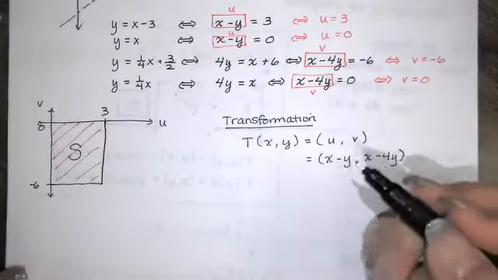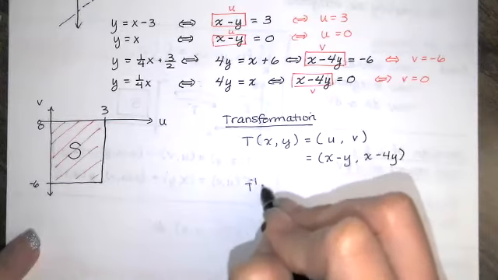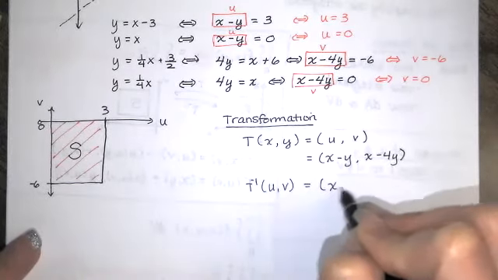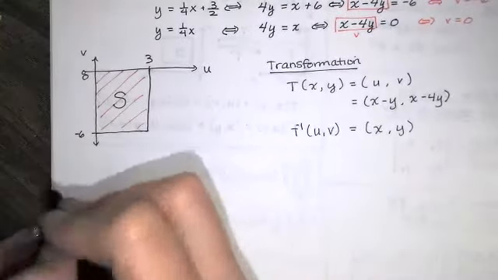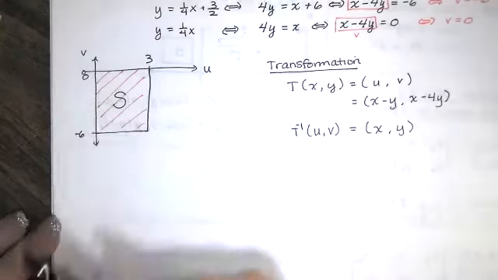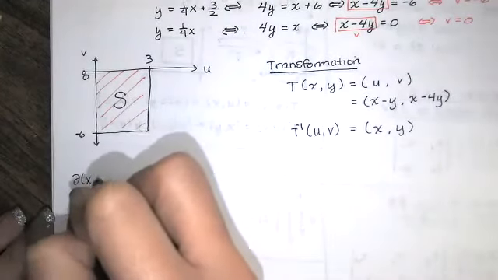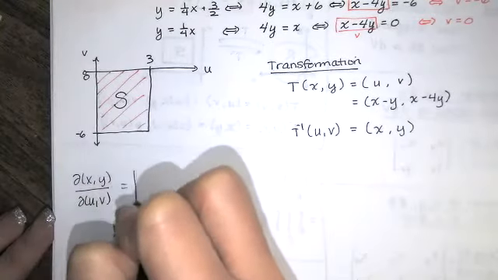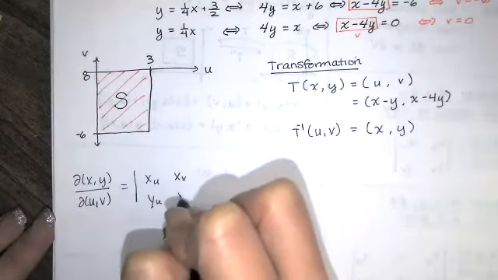Now, I would like the inverse transformation. I would like to know, how do I get from u and v back to x and y? And if you're saying, why would we want to know that? The reason we want to know that is because if I'm integrating over this, I need the Jacobian. So I need to know what x is in terms of u and v, and I need to know what y is in terms of u and v, so that I can compute all of these partial derivatives.